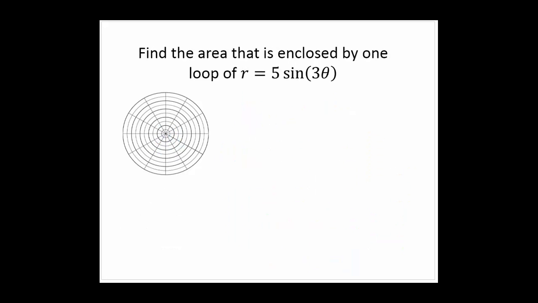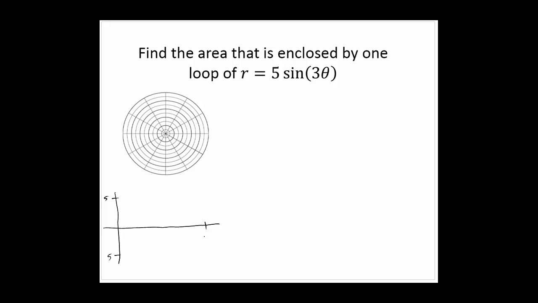Find the area that is enclosed by one loop of r equals 5 sine 3 theta. All right, like in the previous exercise, I'm going to start by thinking of the Cartesian graph. r equals 5 sine 3 theta, so 5 sine 3x will have an amplitude of 5. And its period is going to be 2 pi over 3.